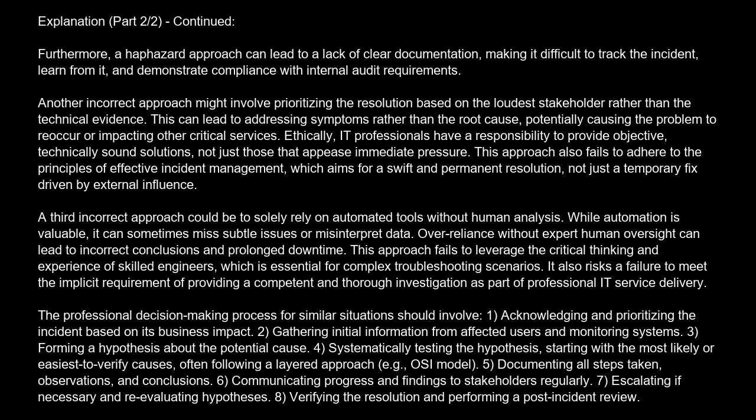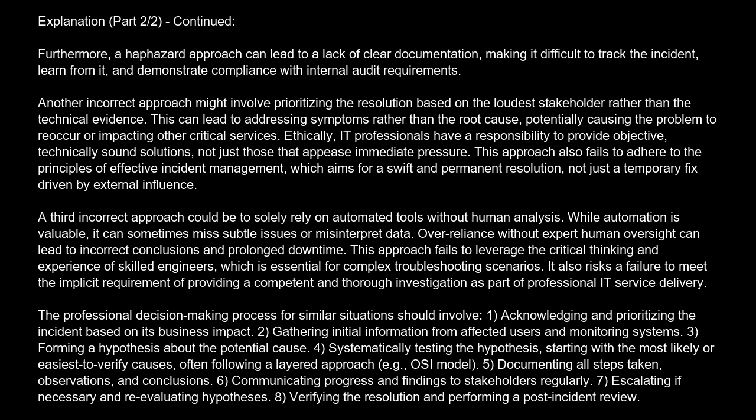A third incorrect approach could be to solely rely on automated tools without human analysis. While automation is valuable, it can sometimes miss subtle issues or misinterpret data. Over-reliance without expert human oversight can lead to incorrect conclusions and prolonged downtime. This approach fails to leverage the critical thinking and experience of skilled engineers, which is essential for complex troubleshooting scenarios. It also risks a failure to meet the implicit requirement of providing a competent and thorough investigation as part of professional IT service delivery. A professional decision-making process for similar situations should involve 1.